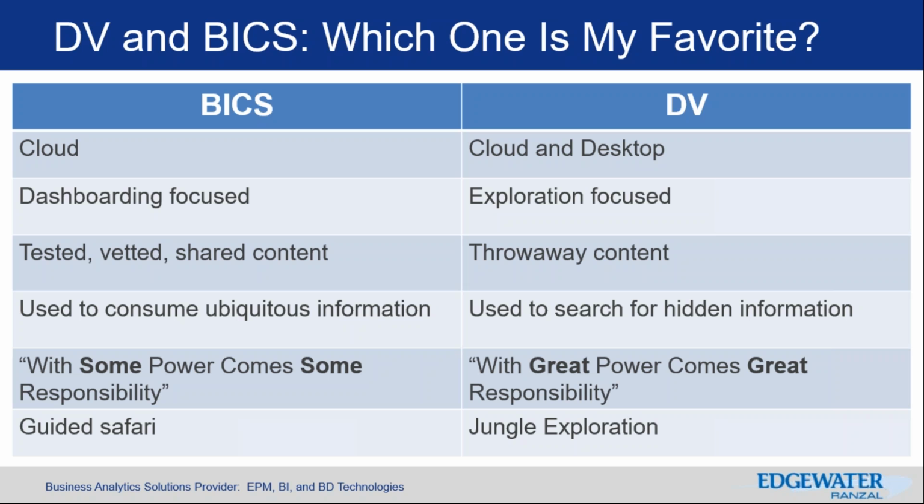In the same vein, BIX is used to consume information that's spread across the whole enterprise. Again, the whole idea of an enterprise reporting and dashboarding tool, while DV, as I just mentioned, is used to search for hidden patterns and hidden information.